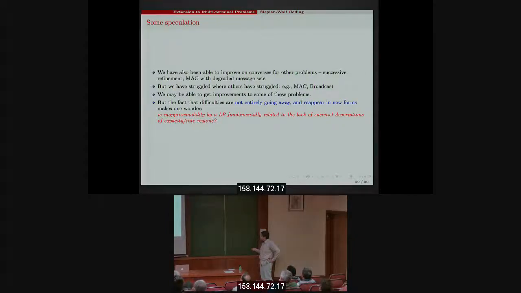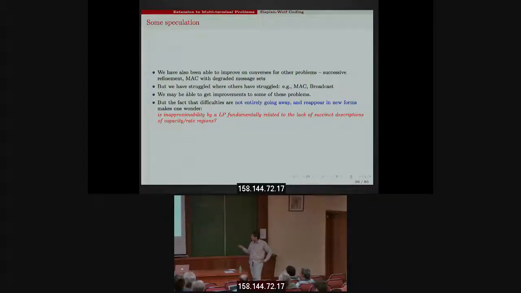We've struggled with the broadcast channel, but we've not struggled with it long enough to say that we've failed. But we may be able to get improvements on some of these problems. But the fact that difficulties are not entirely going away and they reappear through the back door in different forms makes one wonder whether inapproximability by a linear program or through some instrument is fundamentally related to the lack of succinct descriptions for certain problems.